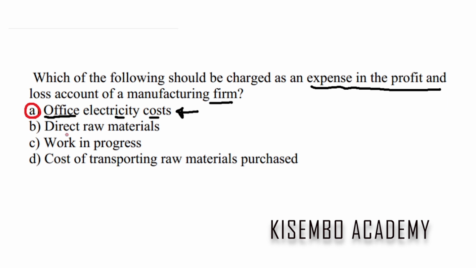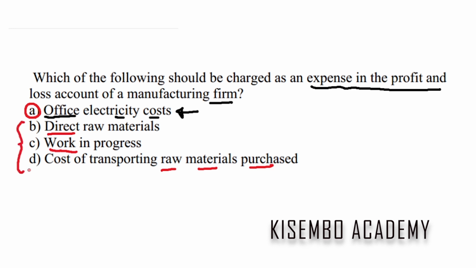If you go and look at direct raw materials, these are, like even the word says, direct. Those are costs that can be attributed directly to the raw materials. Then we have work in progress. Work in progress, these are costs of work in progress that can be directly attached to the product that is being manufactured. Then the cost of transporting raw materials purchased, these costs can be traced back to the product itself that is being manufactured.